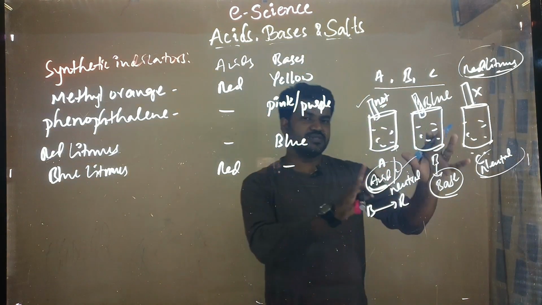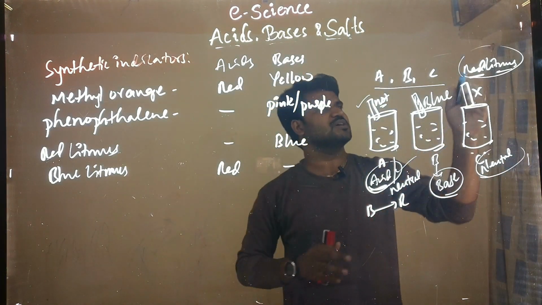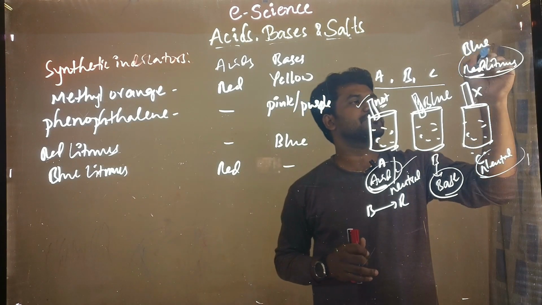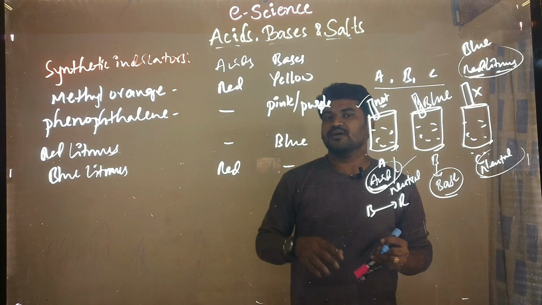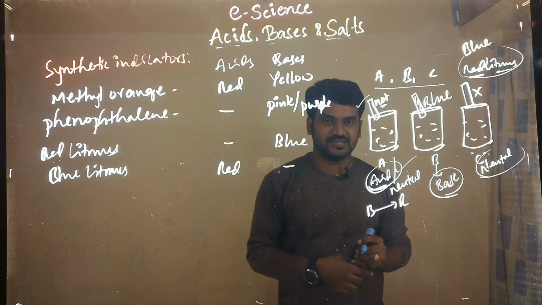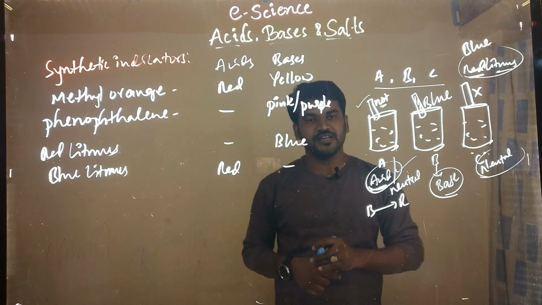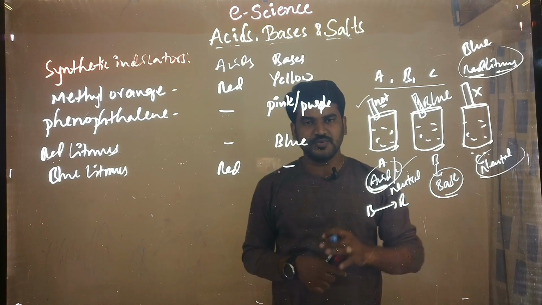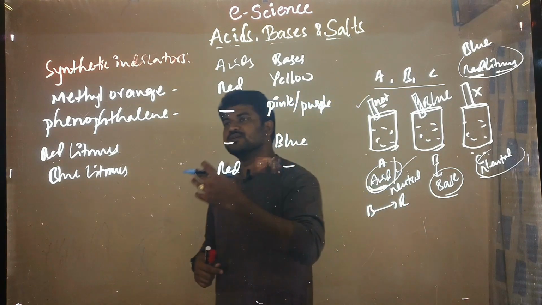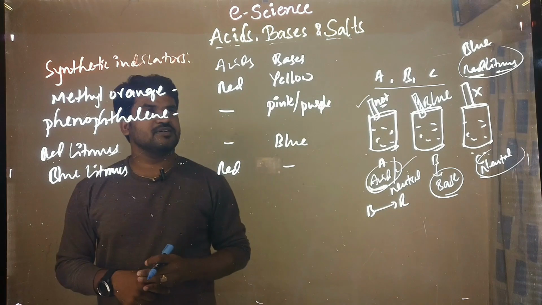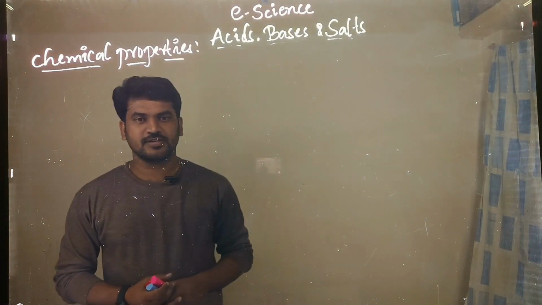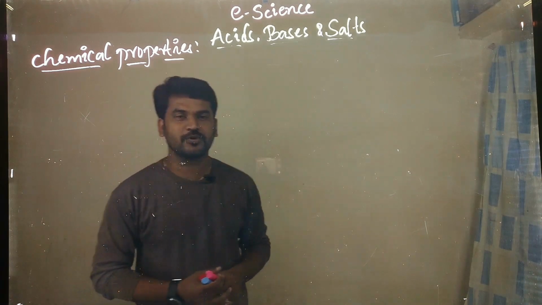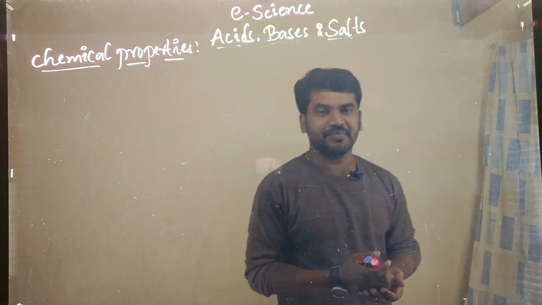Same thing we can do with the blue litmus also. Yes or no? So that is identifying the unknown samples by using the indicators. This is clear, no? Right. So let us discuss chemical properties of acids, bases and salts. Okay students, let us discuss chemical properties of acids and bases.